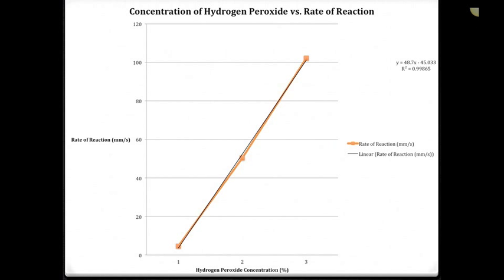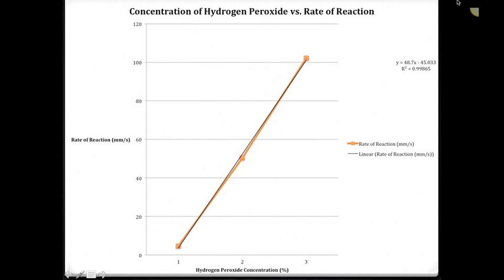The first hypothesis is that the rate of reaction increases as the hydrogen peroxide concentration increases. As the hydrogen peroxide concentration goes up from 1% to 2%, the rate of reaction increases from 4.7 millimeters per second to 50.3 millimeters per second. This shows an upward trend, which is further solidified by the graph.